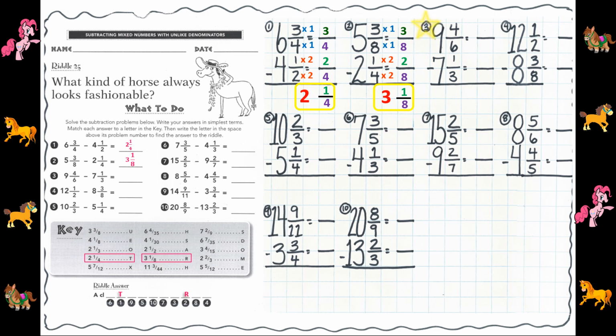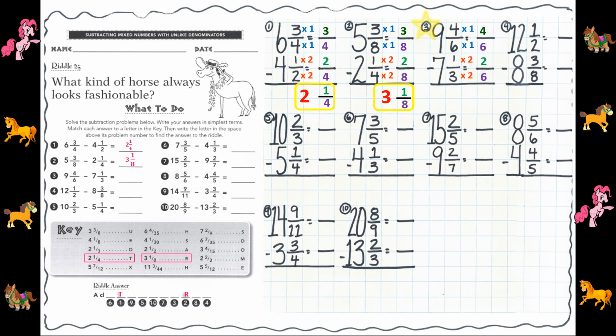Pause the video, copy and solve problem 3, unpause the video to see the answer. 6 is our larger denominator. It is also a multiple of 3. 6 times 1 is 6. 4 times 1 is 4. 3 times 2 is 6. 1 times 2 is 2.